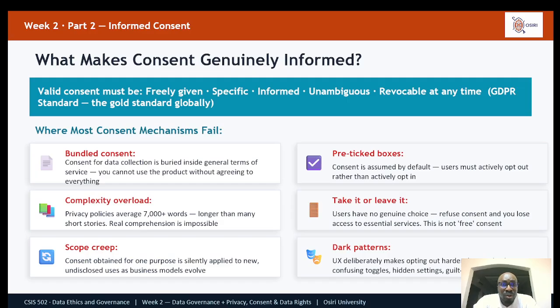Now, what makes consent genuinely informed? We talk about informed consent. What makes consent to be genuinely informed? Valid consent must be freely given, number one. It must be specific. You don't have to give me a whole 10-page document and expect me to go and read everything and click I agree. Of course, I won't be able to read the entire 10 pages.